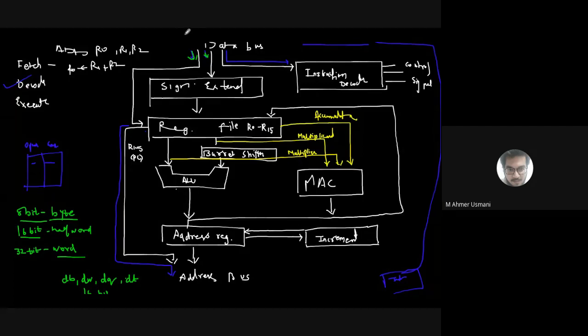So the data that comes can be either 8-bit, 16-bit, or 32-bit. Let's assume it is 32-bit data. Can we directly put that data into a 32-bit register? Yes. So if it is 32-bit data, it will directly go into any of the registers where you want to store it, R0, R1, R2, whichever you want. You can put 32-bit data there.